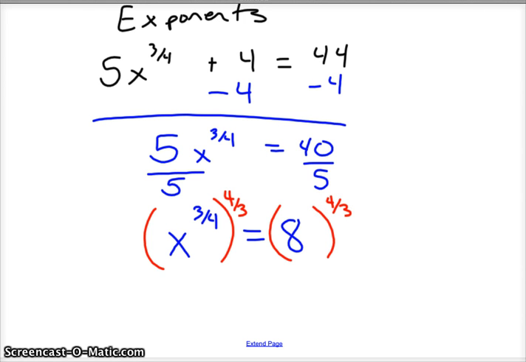Whatever you do to the left, you also do to the right. And what you have here, power to power, is 12/12ths, which is 1. So we know x is equal to 8 to the 4/3.